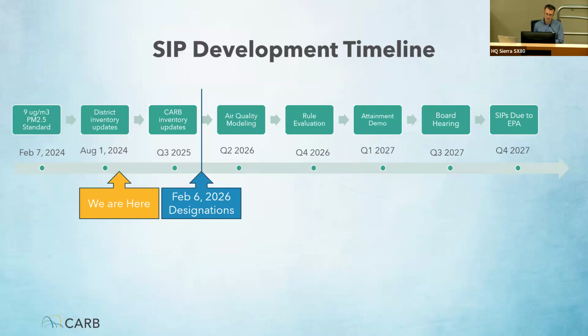From there, we go through a process of evaluating the rules that are in place at both the state and district level to see what might be needed additionally in order to bring an area into attainment. From there, you put together an attainment demonstration that takes your control strategy that you've developed, tests it with the air quality model to see if you can successfully bring the area into attaining the new standard. And then there's a process at both the district and state level to go through board hearings to present this plan, state implementation plan for each area that needs to attain the standard. And that's all then due to EPA in the last quarter of 2027.